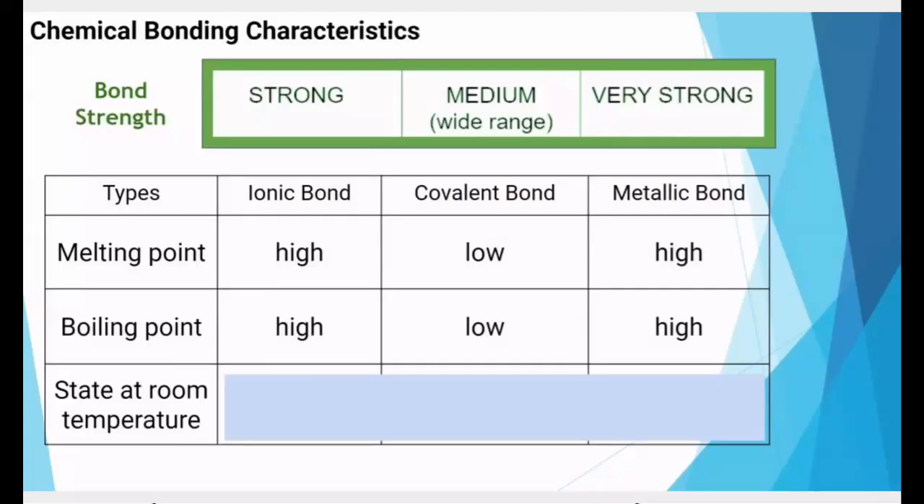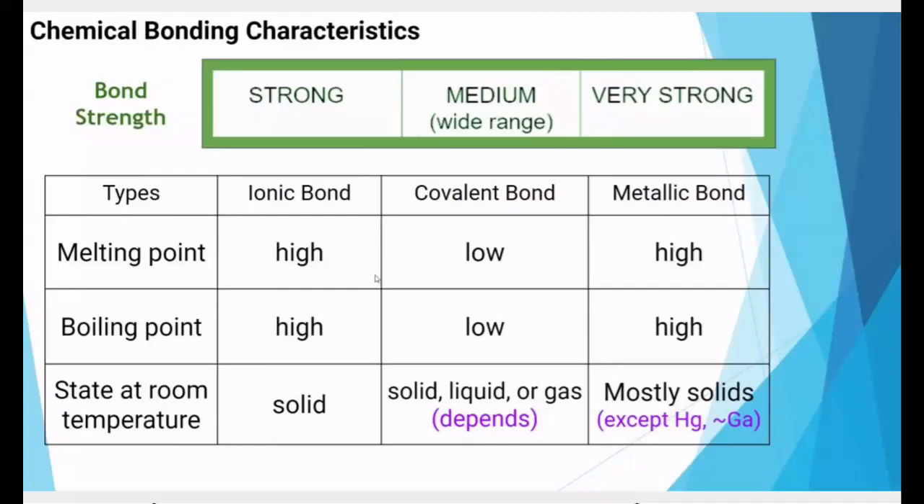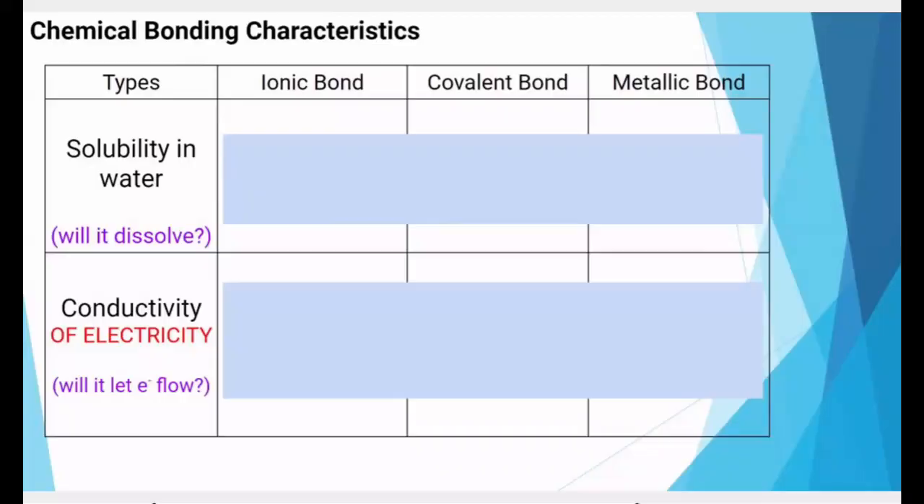Covalent bonds have low melting points. They will melt at lower temperatures. Same with the boiling points. High for our ionic and metallic, low for covalent, which means at room temperature, we think about our high melting points. That means at a high temperature, they're going to melt. So at room temperature, they're not going to be melted yet, which means they tend to be solids. Now, of course, our covalent is a wide range, so we could have some solids, some liquid, and some gas. It really depends on the specific elements and compound that's being formed.